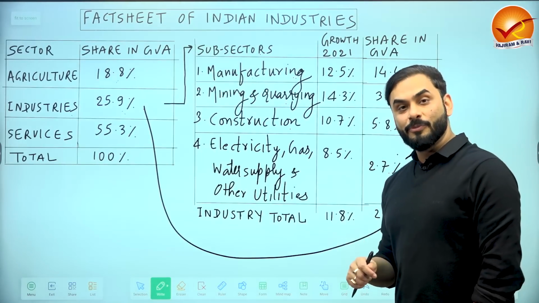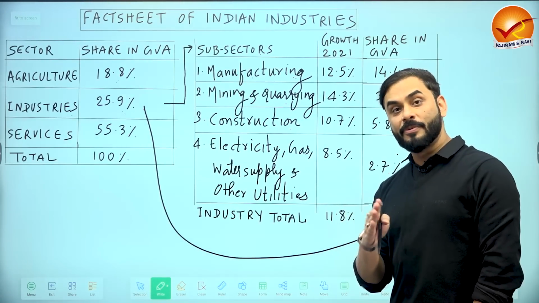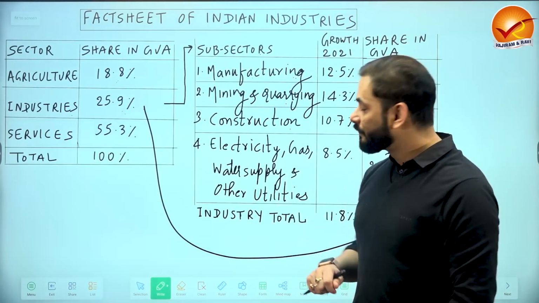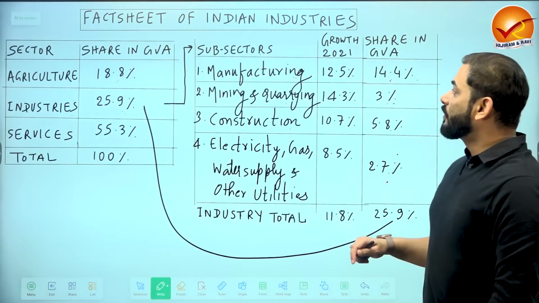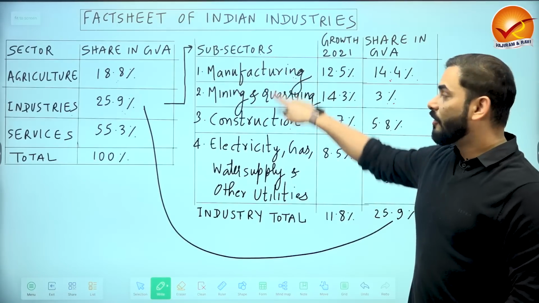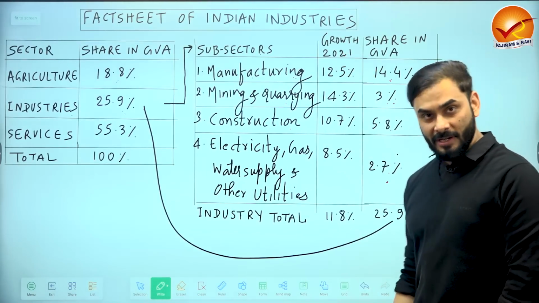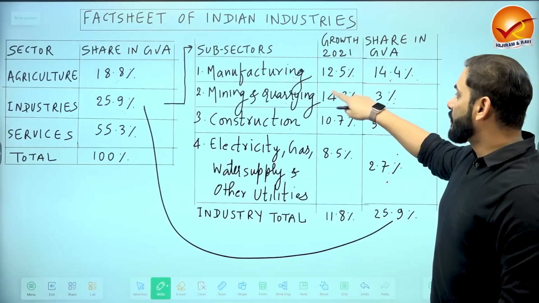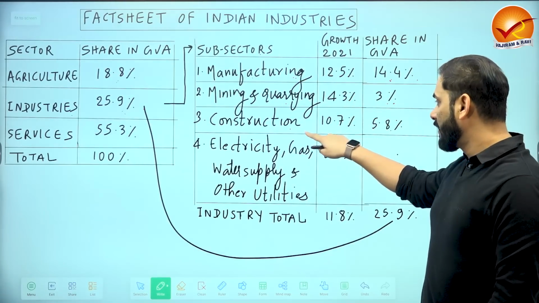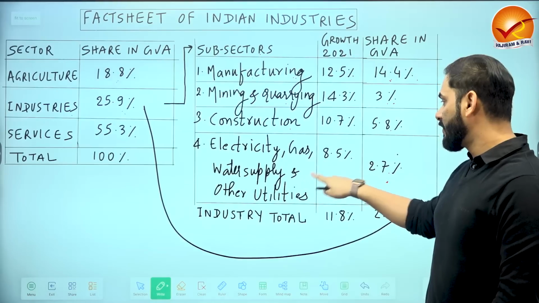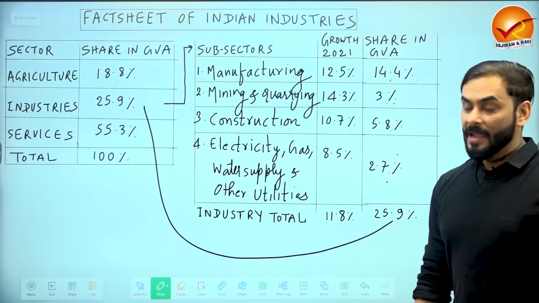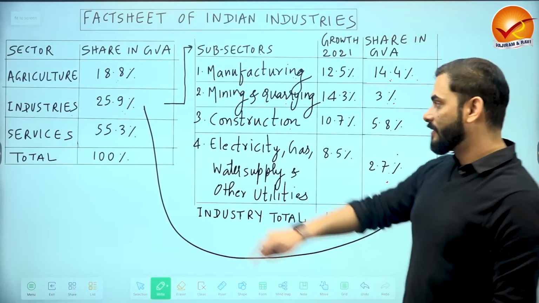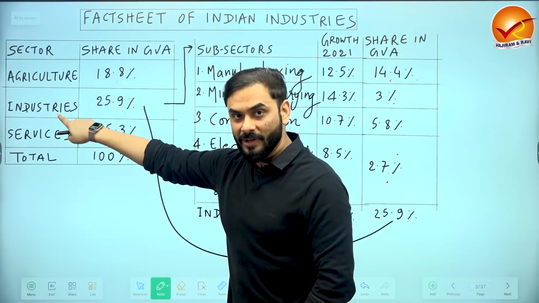So whenever you are appearing in UPSC, just a few weeks prior to your prelims, you can update these figures from different government websites. Now, what was the growth rate of these subsectors of industries in the year 2021, right, last year? So the growth rate of manufacturing was 12.5%, mining and quarrying 14.3%, construction 10.7%, electricity, gas and water supply 8.5%. And what is the overall expected growth of industries, overall industries, which means this overall industry in 2021?